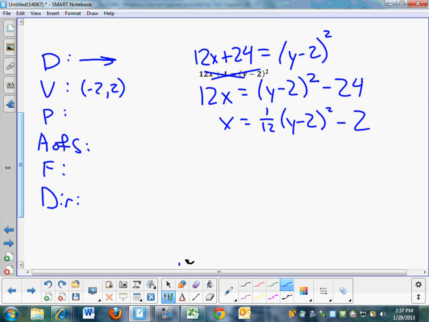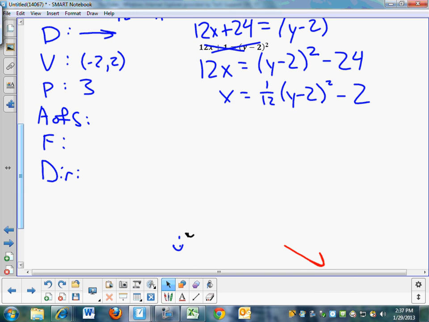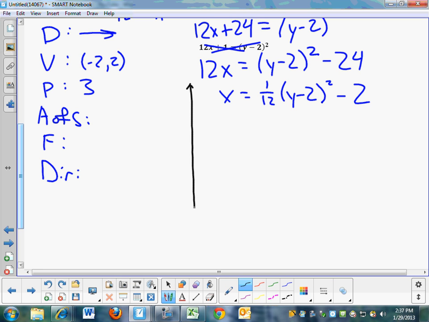Okay, so we've got that. We need the p-value. Anybody know what p is? 1 over 12 equals 1 over 4p. Cross multiply, solve. P is 3. Let's draw a picture. Some would call it a graph. Let's see, negative 2, positive 2.